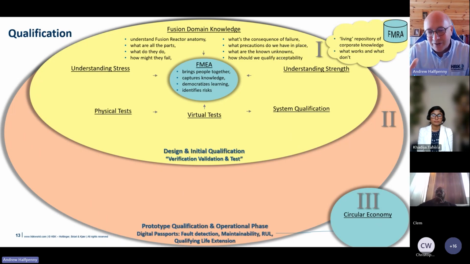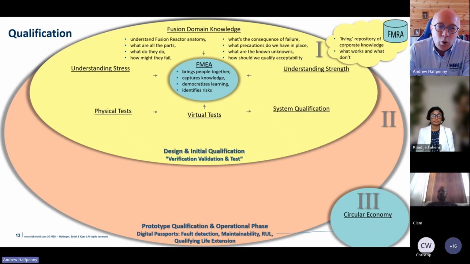FMEA has now taken on more than just being a spreadsheet. It is actually where we store all the knowledge, not just at the beginning, but as we start to get numeric values and build statistical models, that can all be stored in that FMEA. So next time we iterate the design, we're going to continually improve this. It's a repository of what works and what doesn't.